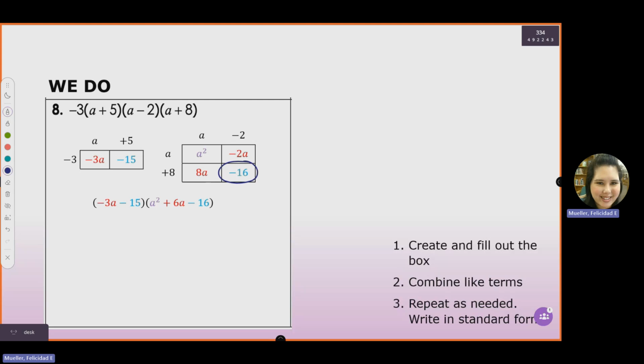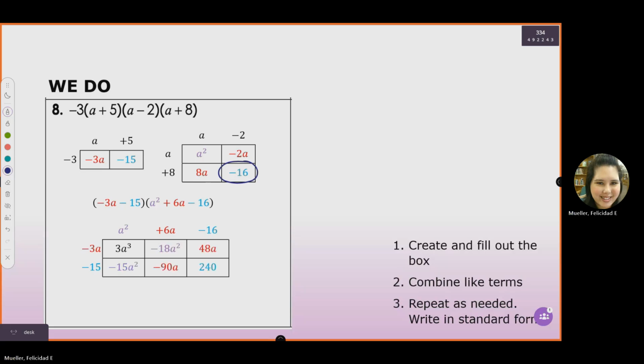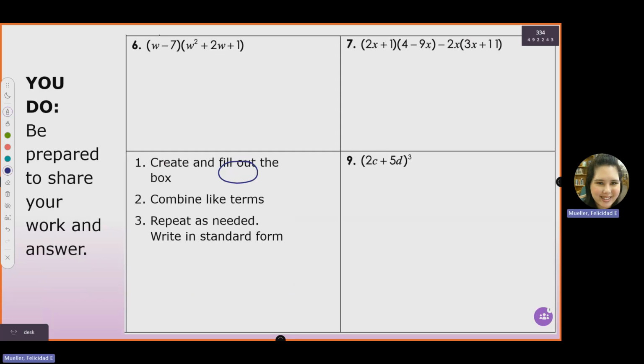So we're going to do another box, a 2 by 3 in this case, and multiply through. And we're going to combine our like terms to get 3a cubed minus 33a squared minus 42a plus 240 as our final answer. So I do want you to go ahead and try questions 6, 7, and 9.